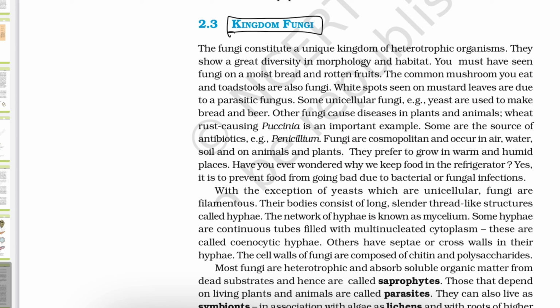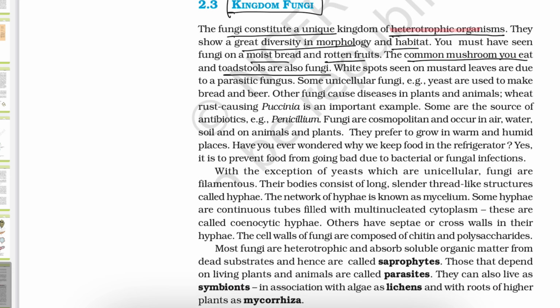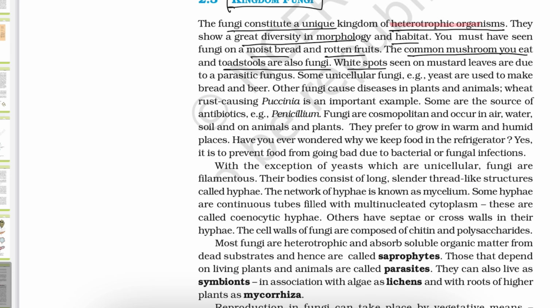Now the fungi constitute a unique kingdom of the heterotrophic organism. All fungi are heterotrophs. They show a great diversity in morphology and habitat. You must have seen fungi on moist bread and rotten fruits. The mushrooms that you eat, the toadstools, are also fungi. The variety of mushroom dishes that we prefer to eat are also fungi. Now white spots seen on the mustard leaves are due to parasitic fungi.